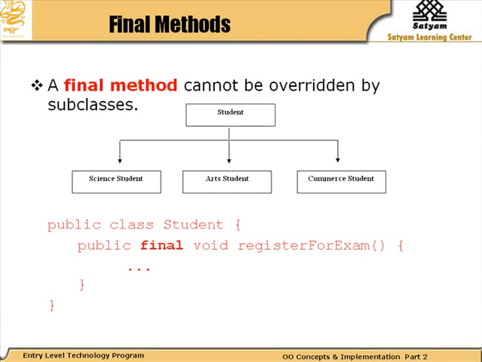In this example, I have a class Student which defines a method public final void registerForExam. This implies that the subclasses of the Student class can only access this method. However, they are not allowed to override this method. Final is the keyword used to declare a final method. Now let's see an example.